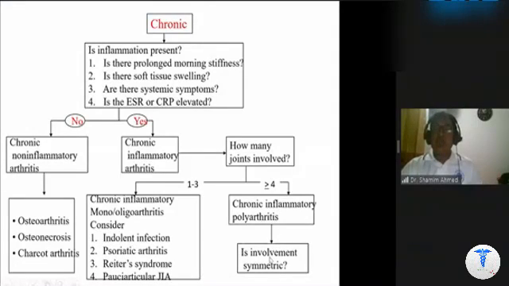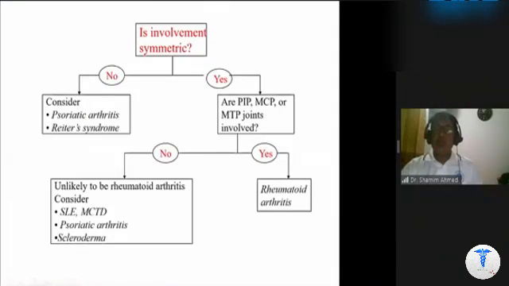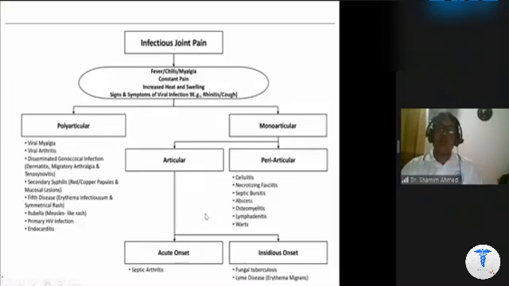Then, is the involvement symmetrical? If involvement is symmetrical, are the PIP, MCP, or MTP joints involved? If yes, it is rheumatoid arthritis. If involvement is not symmetrical, consider psoriatic arthritis or Reiter's syndrome. If MCP, PIP, MTP joints are not involved, it is unlikely to be rheumatoid arthritis, but you should consider SLE, MCTD, psoriatic arthritis, and also scleroderma. Now, how can we differentiate infectious joint pain?